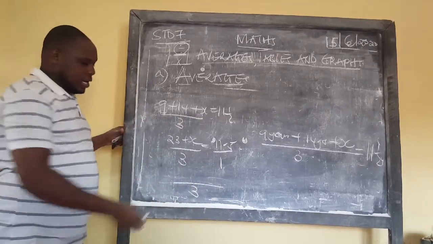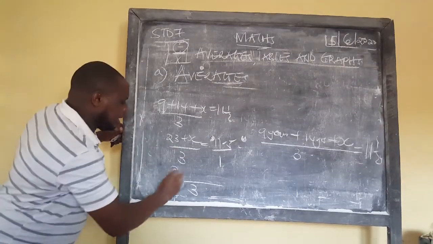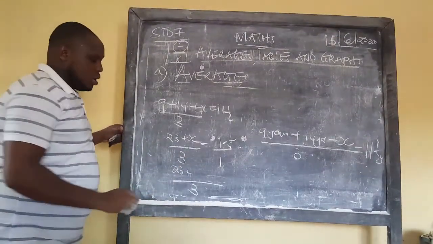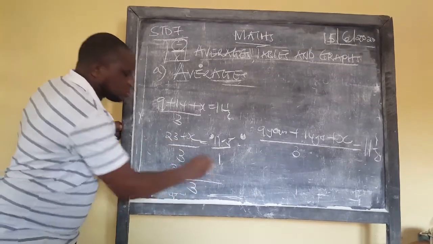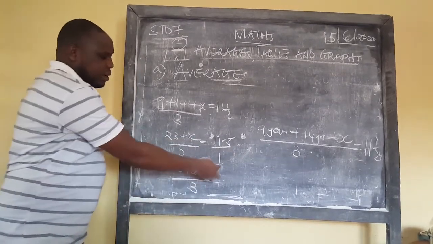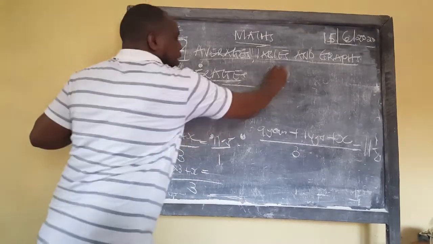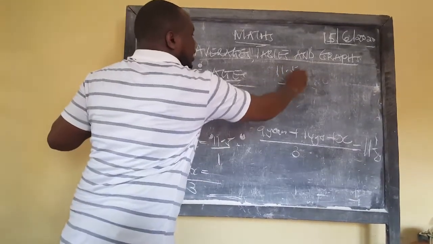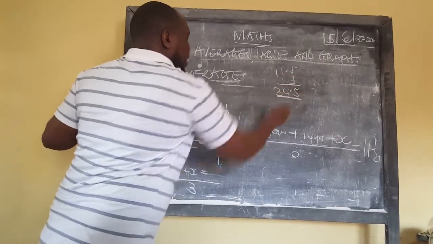Look here, Lana. 3 divided by 3 is 1. 1 times 23 is 23. Plus 3 divided by 3 is 1. 1 times x is equal to 3 divided by 1, 3, times 11.5. So you get 11.5 times 3. That will give you 15 carry 1. This is going to be 4. Then this is going to be 34.5.